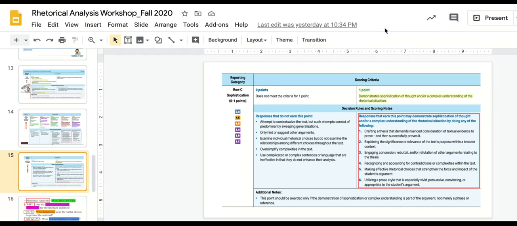So that is the AP rubric for rhetorical analysis. Please take some time to review this while you're working on your assignment this week. Keep it handy while we're working on the writing assignment. This is going to give you your guide of what to look for and what to expect.